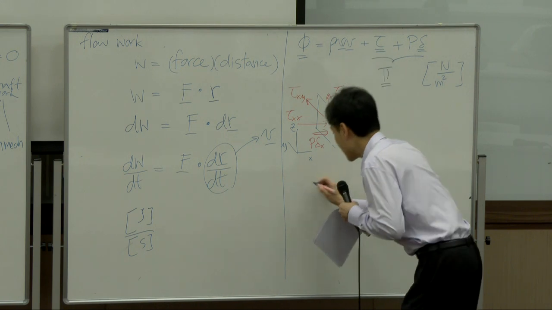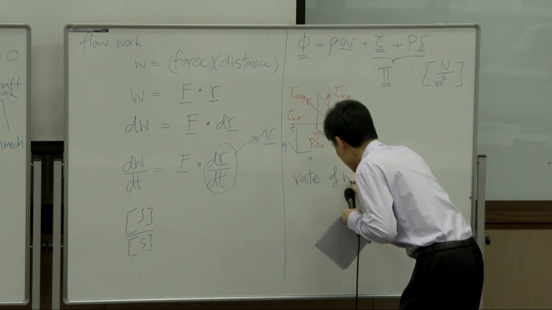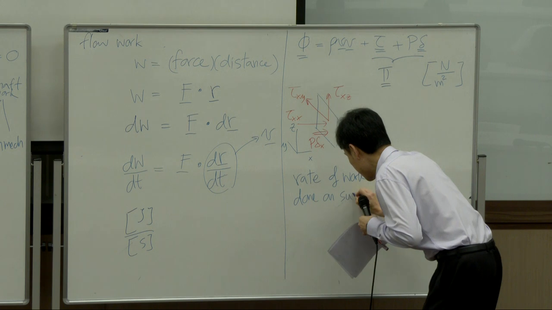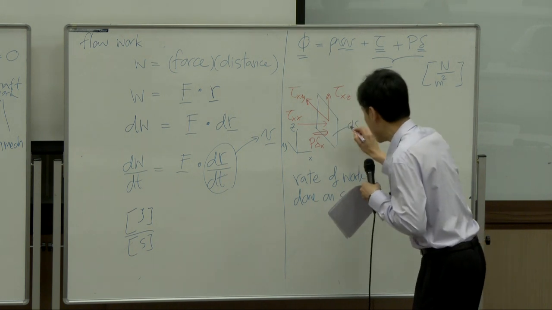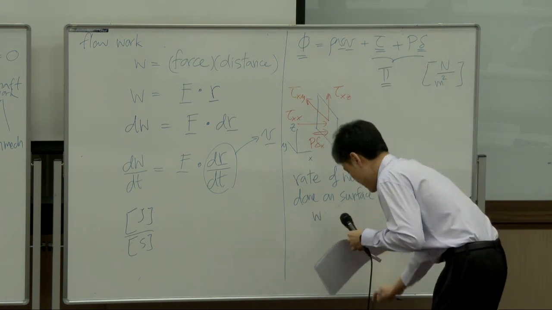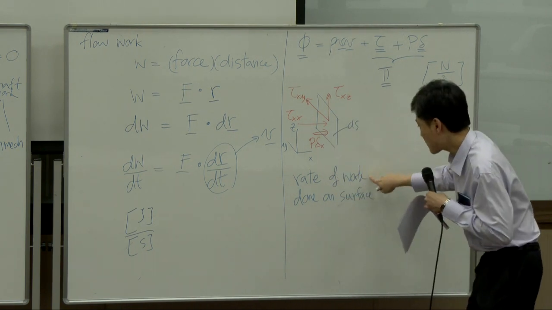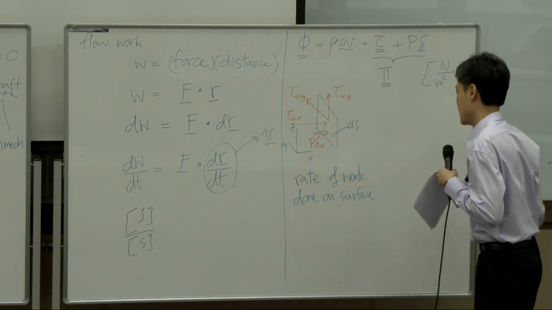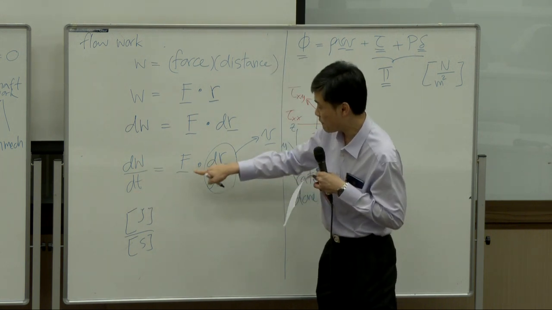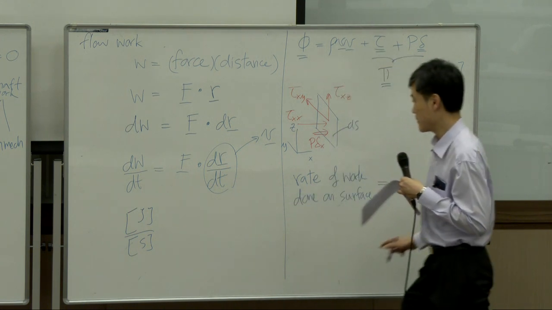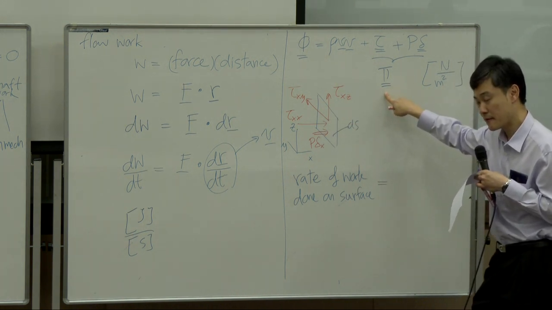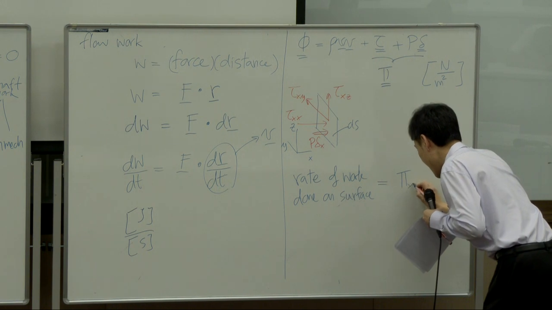Okay? So if I calculate the rate of work done on a surface, let's say this surface has area ds. The unit is supposed to be work per second. This work per second can be calculated from force dotted by velocity. In this case, there are four forces. These four forces are combined by this pi. So this is pi in x direction.